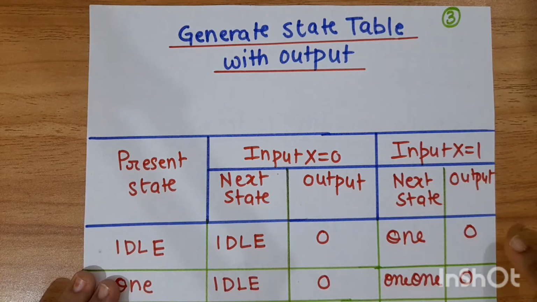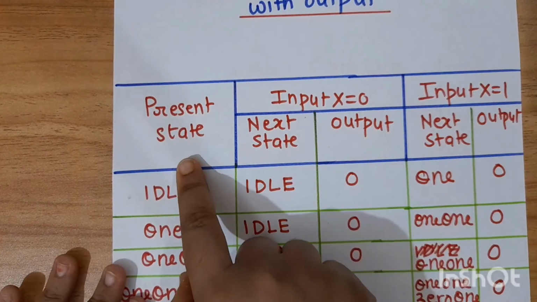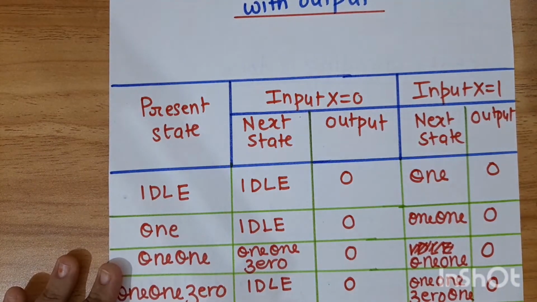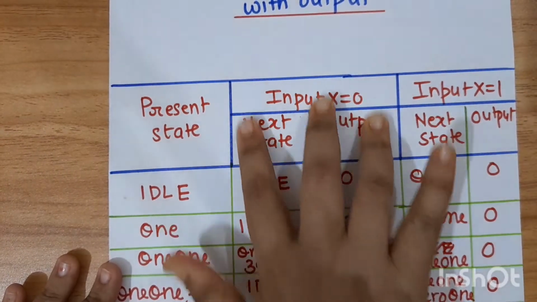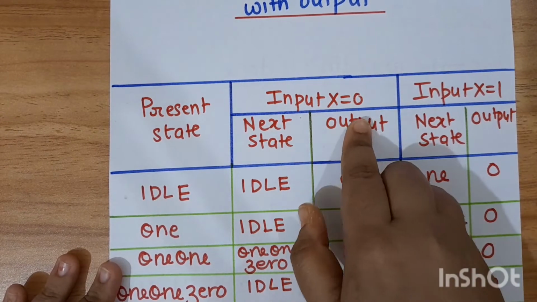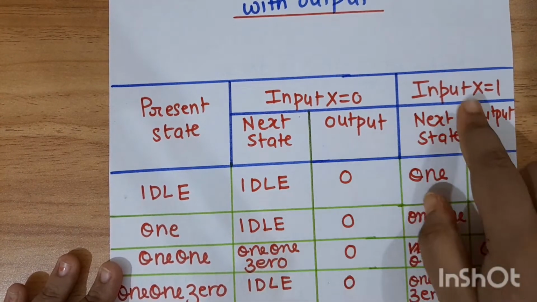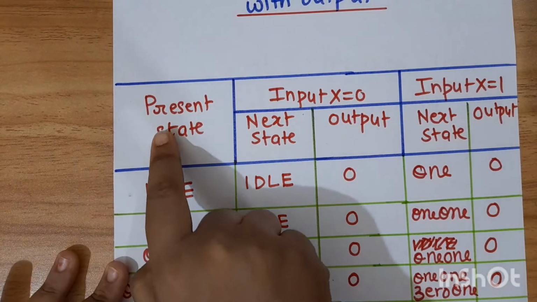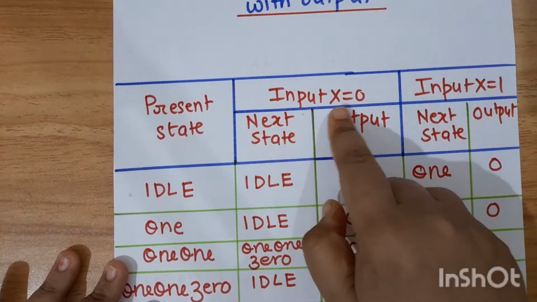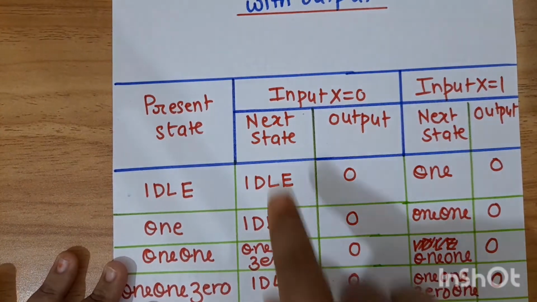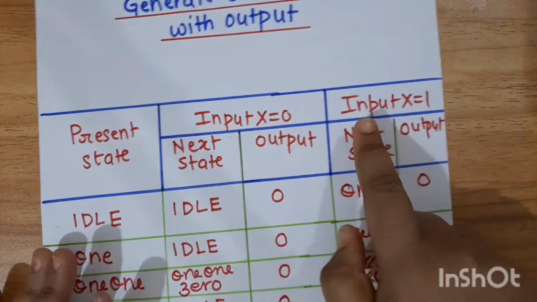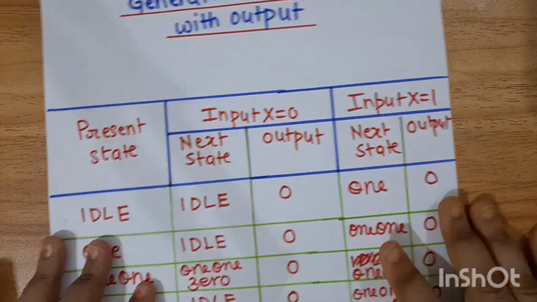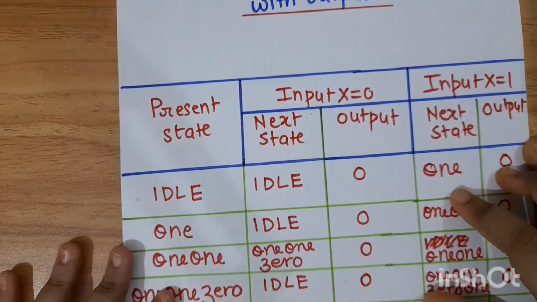Generate the state table with output. First is the present state. This particular column is for the present state. Now when the input x is equal to 0, these 2 columns come. When the input x is equal to 1, these 2 columns come. For input x equal to 0, 2 columns are there: next state and output. And for input x equal to 1, another 2 columns are there: next state and output. Now let's write the state table.